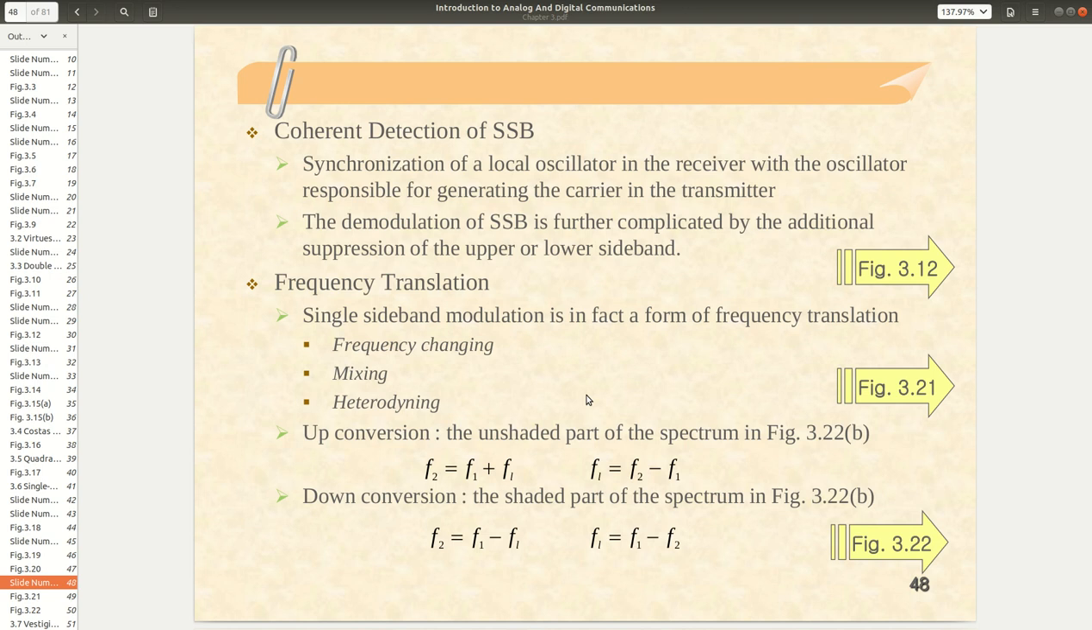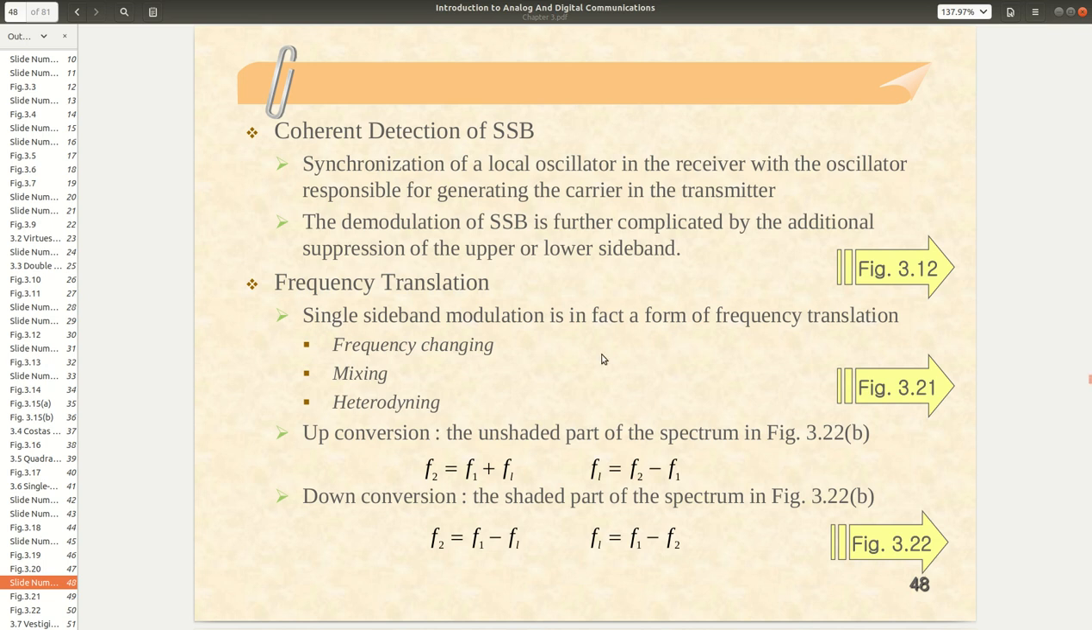Now the detection: I remove one side, and transmit it in the channel. Then I want to detect the signal. First, I use coherent detection. The synchronization of the local oscillator should be at the same FC, with regeneration of the carrier as in the transmitter, so both of them are at the same frequency. But before I demodulate the single sideband, it's complicated because I should add the other part.